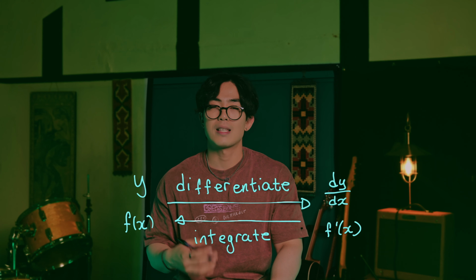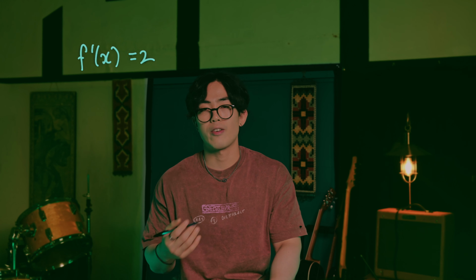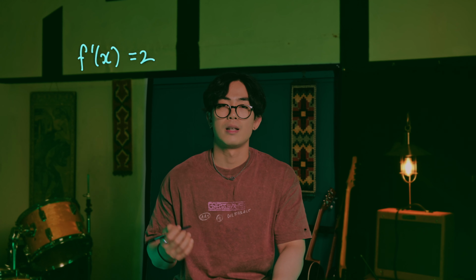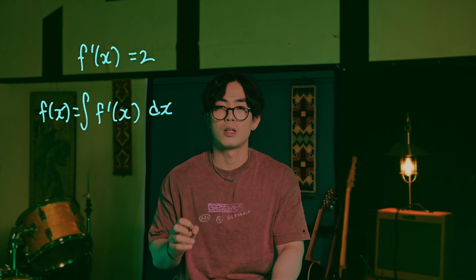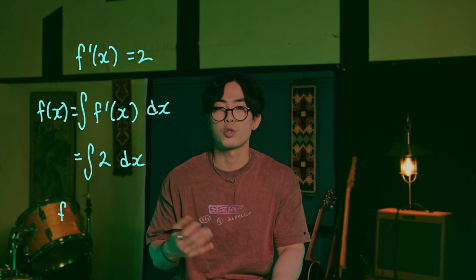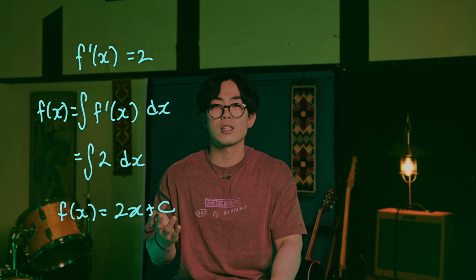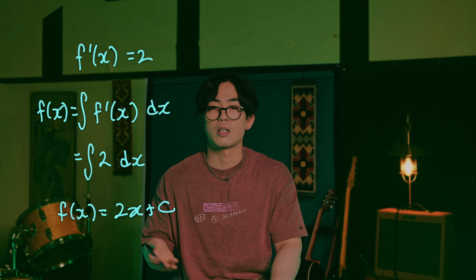Let's look at an example. So let's say I have the derivative f prime of x is 2. Now if I integrate this, I'll get f of x, right? So f of x will be the integral of f prime of x dx. So let's integrate 2. This is going to be 2x plus c. Now this is just going to be the function f of x, and it's going to be a straight line.